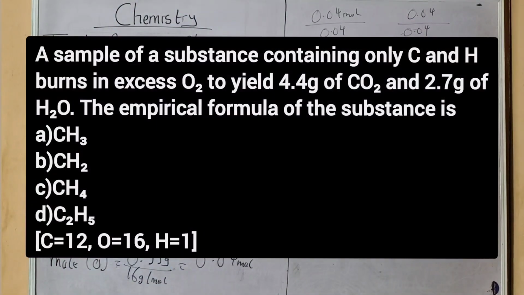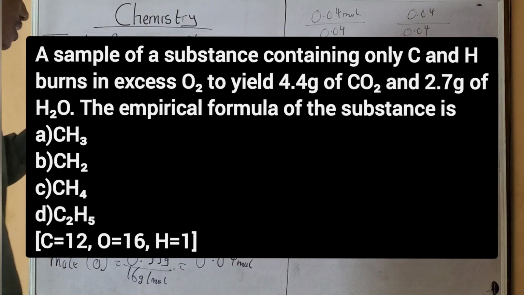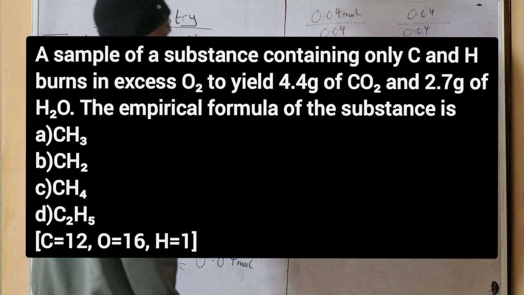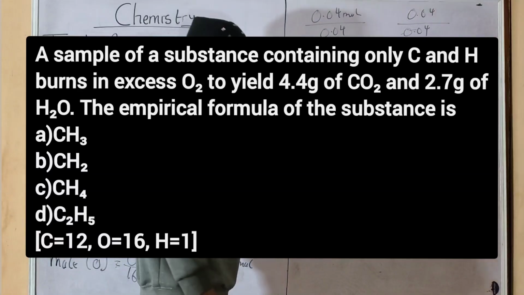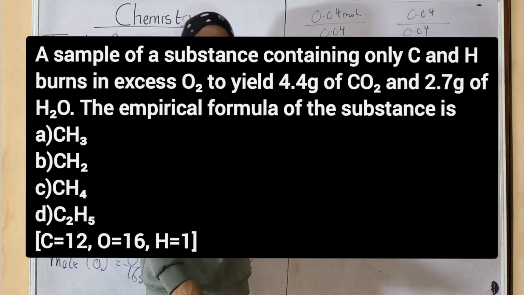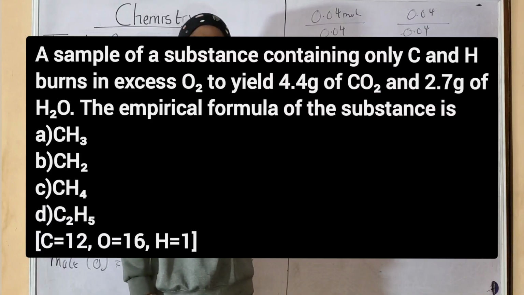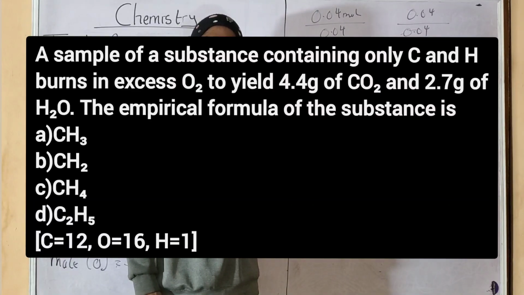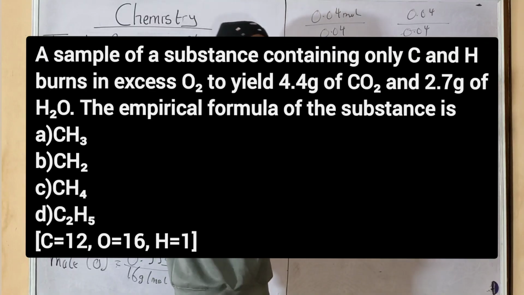A sample of substance containing only carbon and hydrogen is burned in excess of O2 to yield 4.4 gram of CO2 and 2.7 gram of H2O. The empirical formula of the substance is: A, CH3; B, CH2; C, CH4; D, C2H5. We are given the atomic masses of the elements.